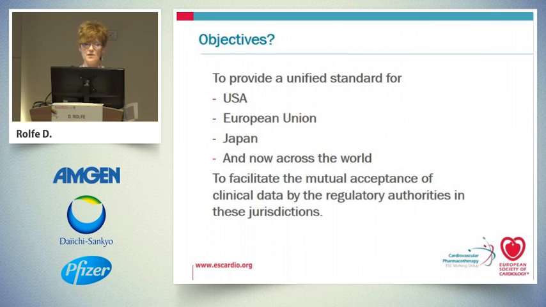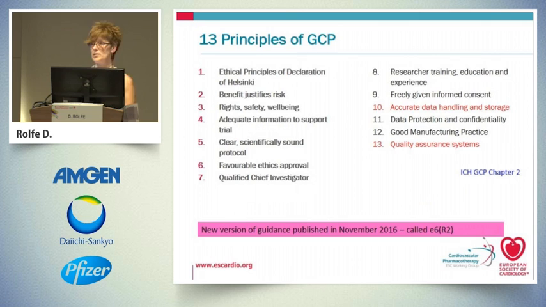So the objectives of GCP was to provide a unified standard for the US, the European Union, Japan, and now it's across the world. It's to facilitate the mutual acceptance of clinical data by the regulatory authorities in all of these jurisdictions. So in essence, data can be trusted within one country and can be transferred to another, so that trials do not have to be repeated and the risk exposure of extra participants to any risk that that trial may have carried. And obviously it also saves pharma and the industry money. There are 13 principles of GCP, all listed here, and we are going to touch on each one of those as we go through the presentation.